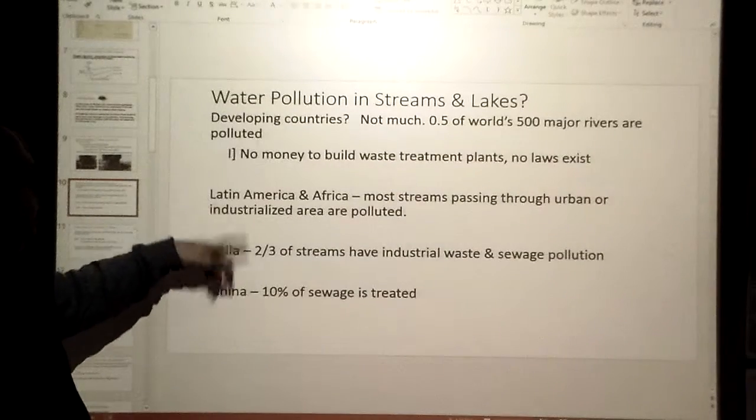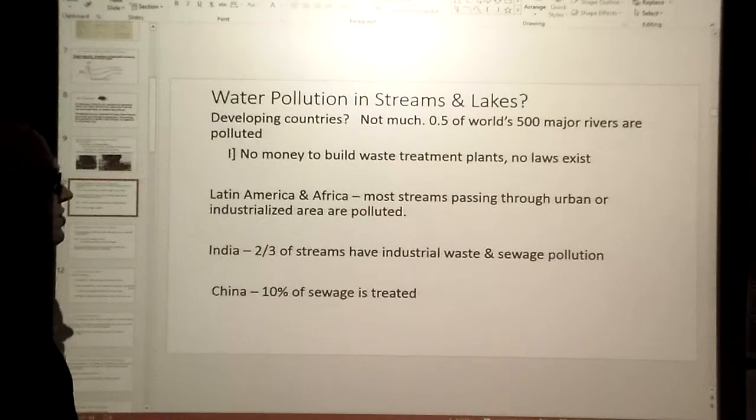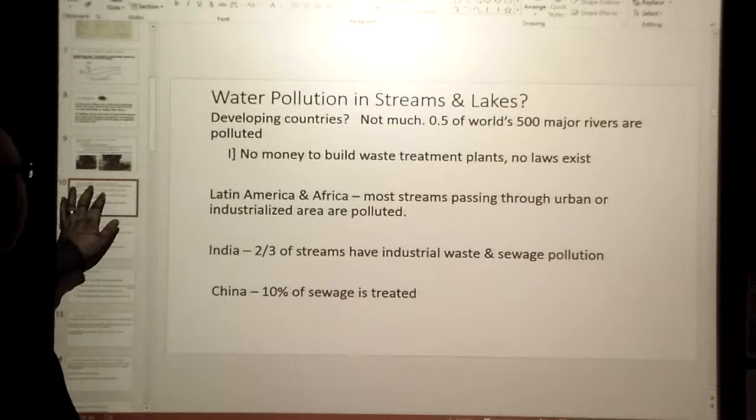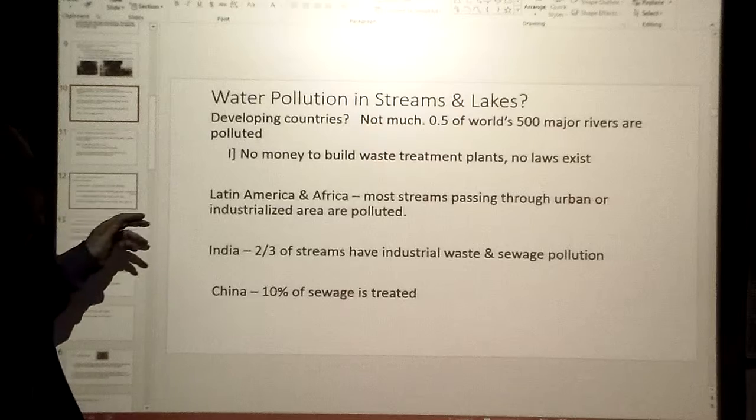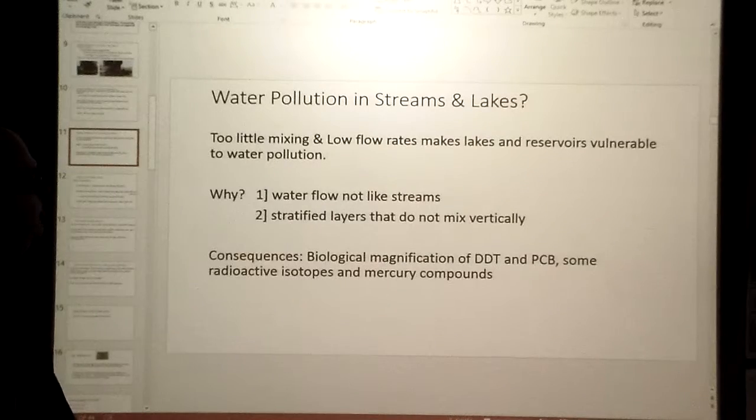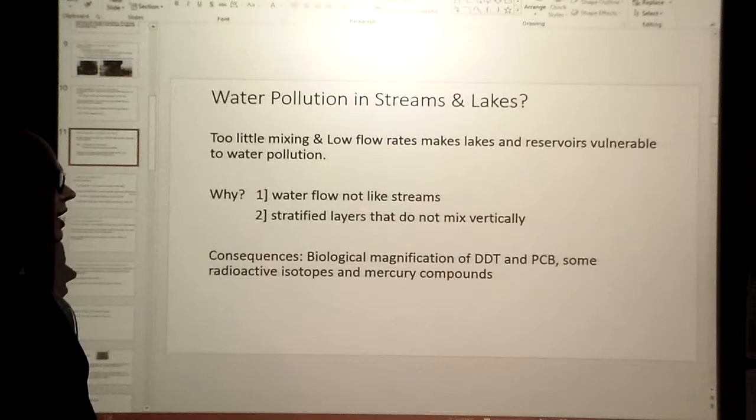I am not going to worry so much about this. This is just statistics for you guys, but it is certainly a problem in other countries as well. So much of the world's major rivers are polluted. Too little mixing and low flow rates make lakes and reservoirs vulnerable to water pollution.